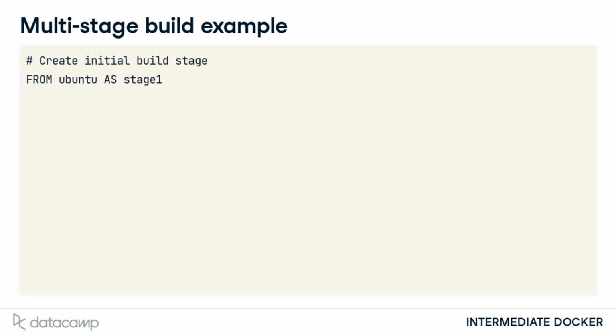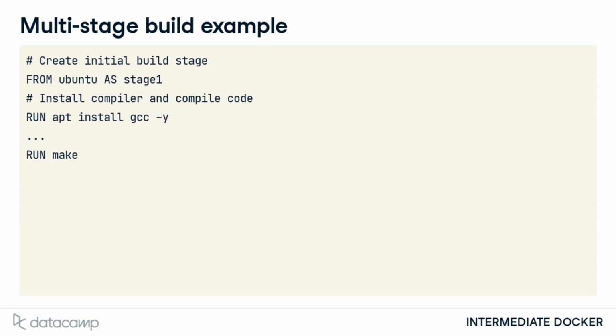First, we use the FROM ubuntu command, but you'll notice we have AS stage1 at the end. This provides an alias or name for the stage. In this case, we're using stage1 as the alias. Note that we could name this anything, but it's named this way for illustration purposes. Next, we have our normal build commands, which could include copying source files, updating packages, and actually compiling code. You'll next notice that we use a second FROM statement to define the base of our final image. In this case, we're using the Alpine base image.